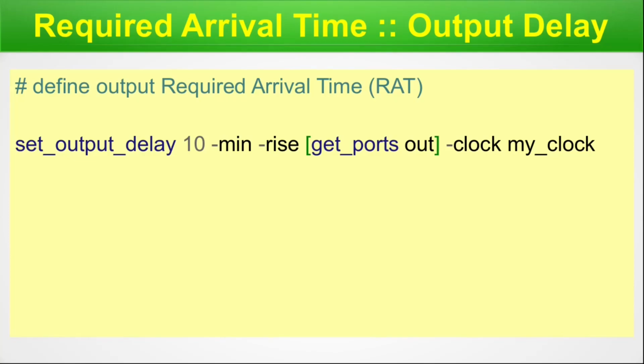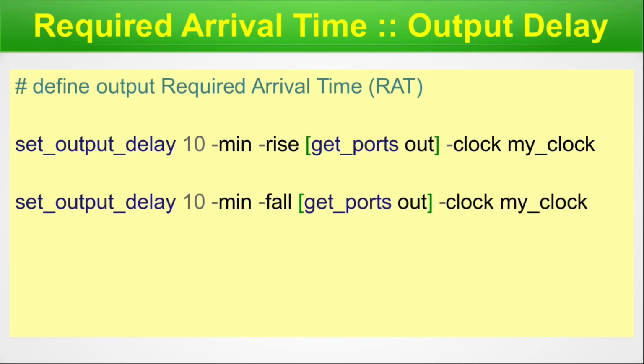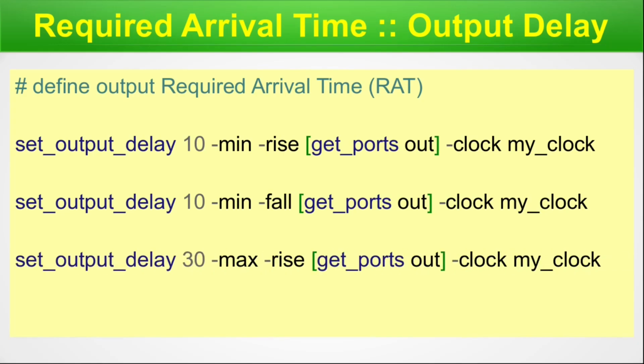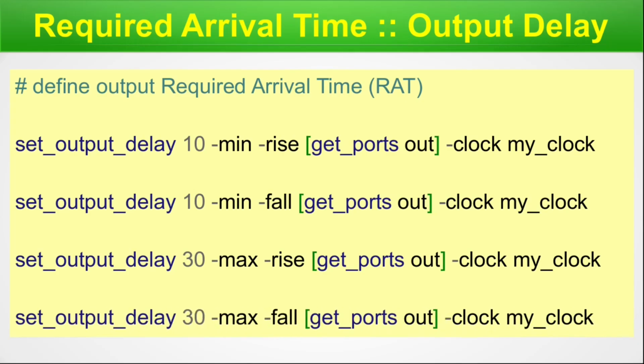So here we are getting the ports with the name out and applying the delay of 10 for rise transition. Set output delay 10 min, and for fall transitions, get ports, we get all the ports here through this command for out, and we set the clock as my clock. Now we are going for the max. Set output delay 30 max for rise transition, and we use get ports, and the clock is my clock. Set output delay 30 max for fall transition, and get ports for out and clock my clock.